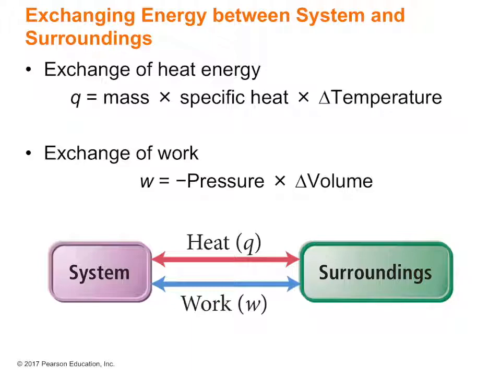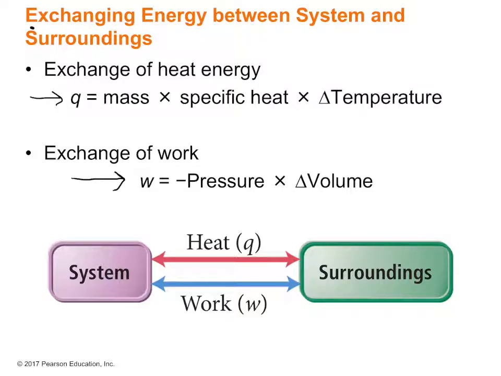So let's talk about exchanging energy between system and surroundings. There's exchange of heat energy. We talked about how the exchange of heat energy is Q, which equals the mass times the specific heat times the change in temperature. And we talked about exchange of work, where work equals the negative pressure times the change in volume.